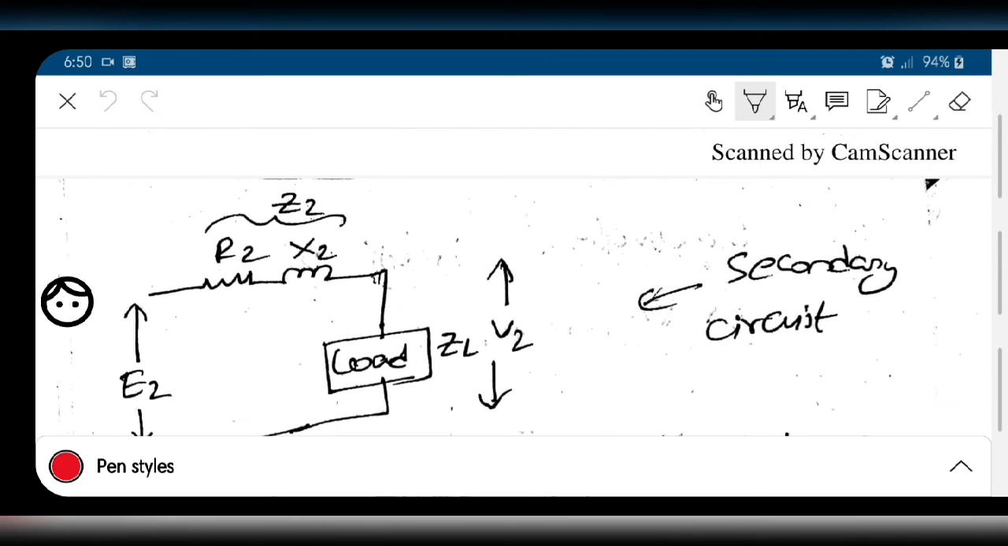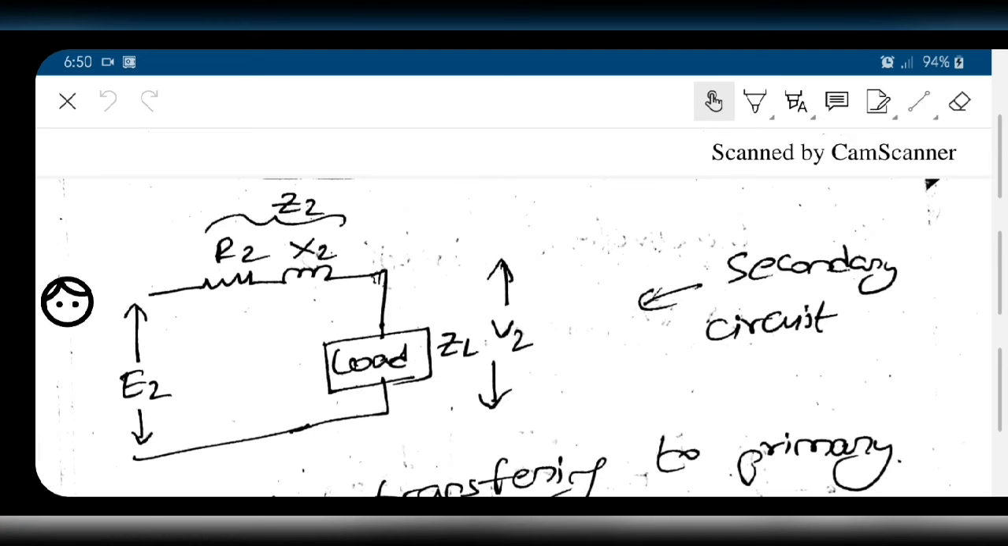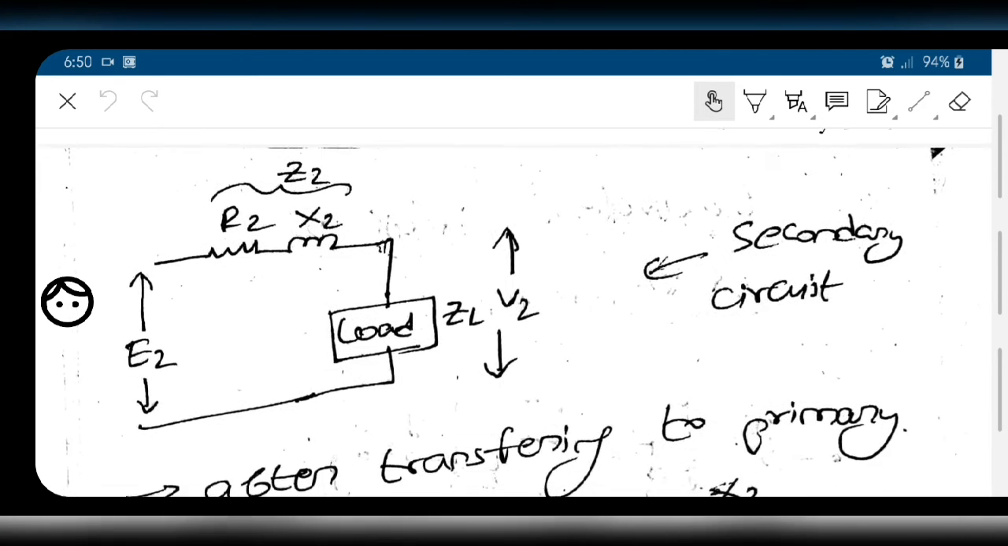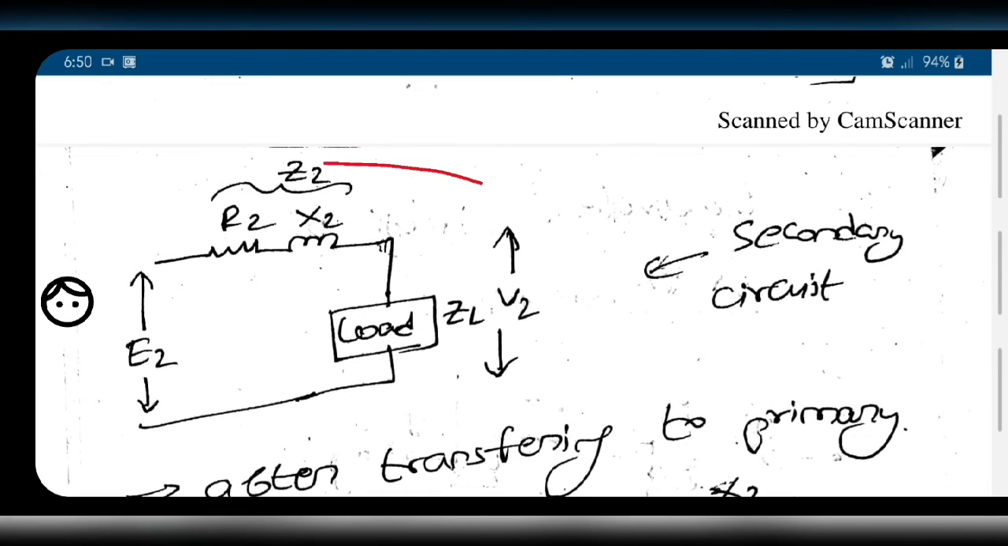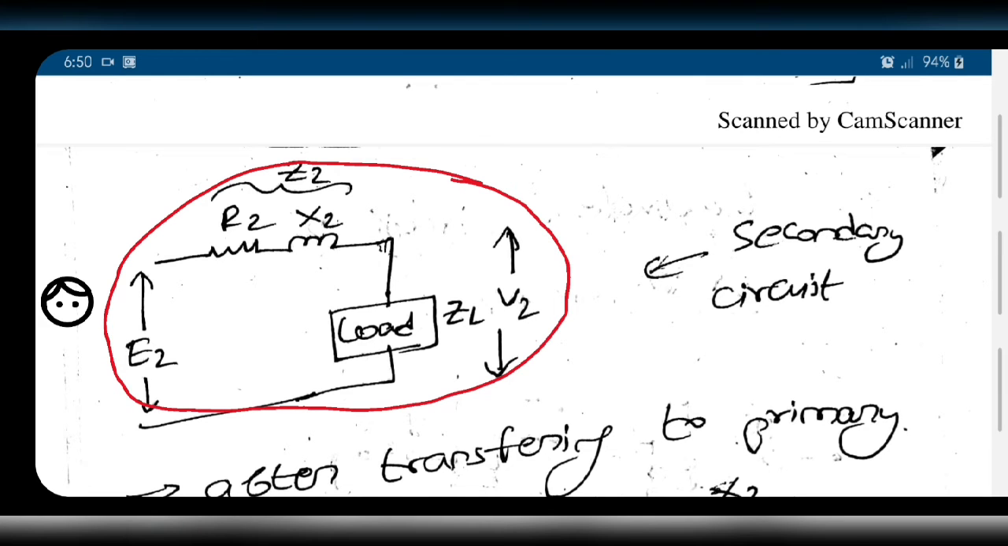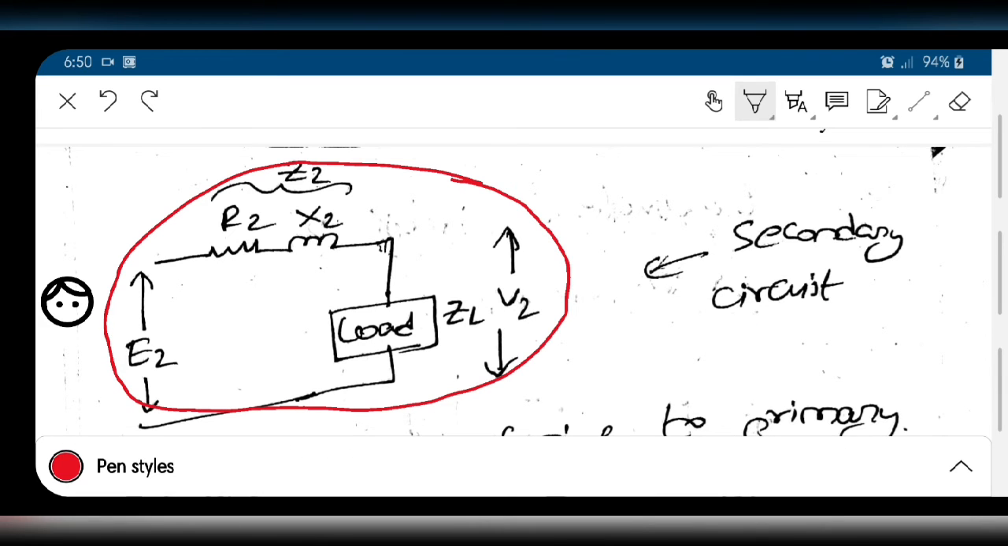So here only the secondary circuit is indicated. This is only the secondary circuit that is drawn here. Nothing new is indicated here.